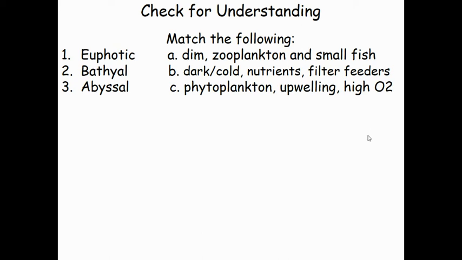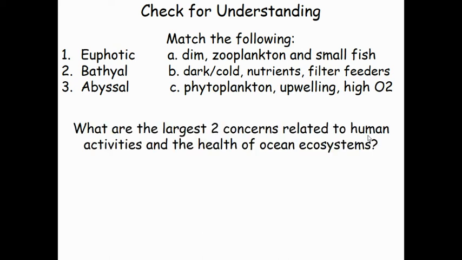Euphotic is C, bathyal is A, and abyssal is B. So C, A, B. Two largest concerns related to human activities and the health of ocean ecosystems. You might want to take a look at number 27 for that one. Yeah, so we're most concerned with ocean acidification and climate change.